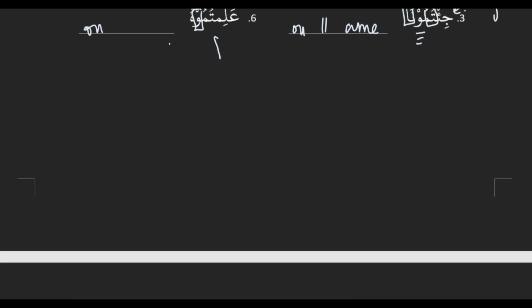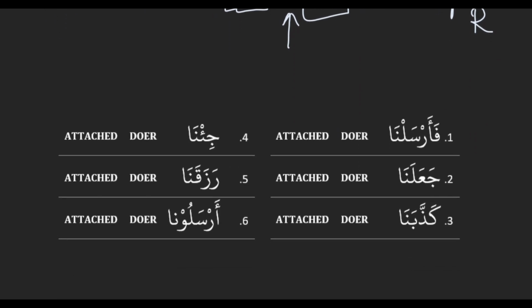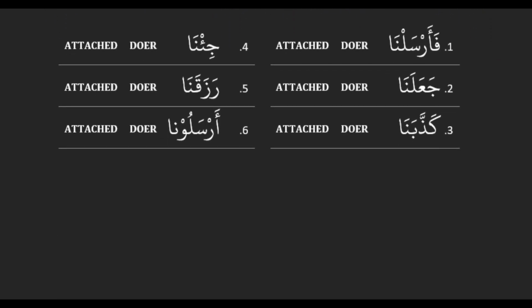Let's do some practice with that. We're going to look at some actions. You're going to tell me if it's an attached pronoun or if it's the embedded doer ending indicator. So, فَأَرْسَلْنَا, what do you think? I'm going to say doer because there's a sukun before the na. Good, there's a sukun before the na, so it is a doer.